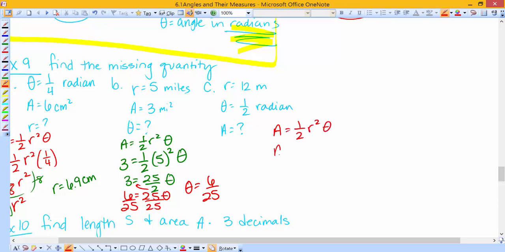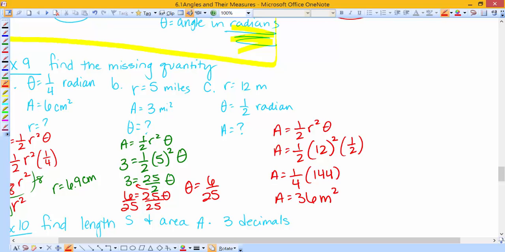So area is what we're looking for. Your radius is 12, and your theta is 1/2. I'm going to start with the 1/2 times 1/2, which is 1/4, and 12 squared is 144. So I just need to do 144 divided by 4, which gives me 36 meters squared.